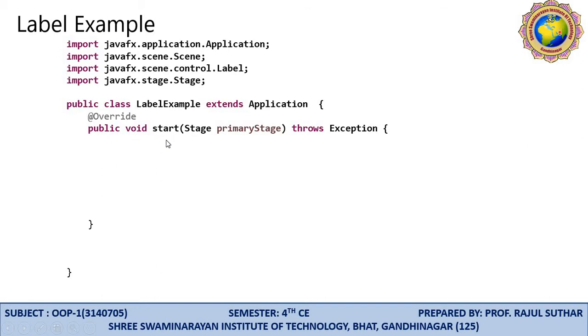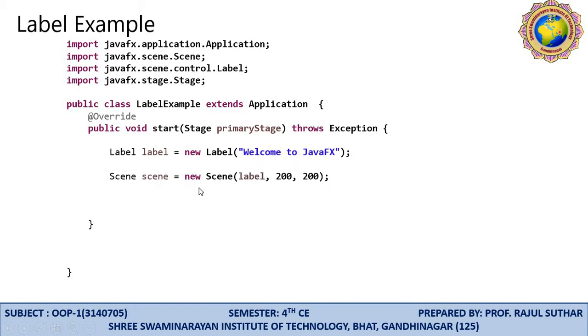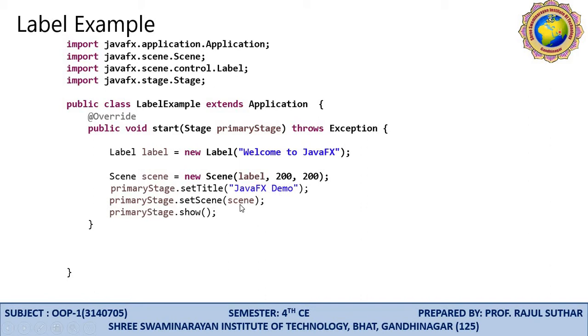Public void start(Stage primaryStage) throws Exception. We are using the label, so label is one object. Label label1 = new Label("Welcome to JavaFX"). This is the scene. Whatever the label displays, like the X and Y, 200 value, and the name of the label is label. primaryStage.setTitle("JavaFX demo"). You can write anything here. Then primaryStage.setScene and primaryStage.show. It will display the label.